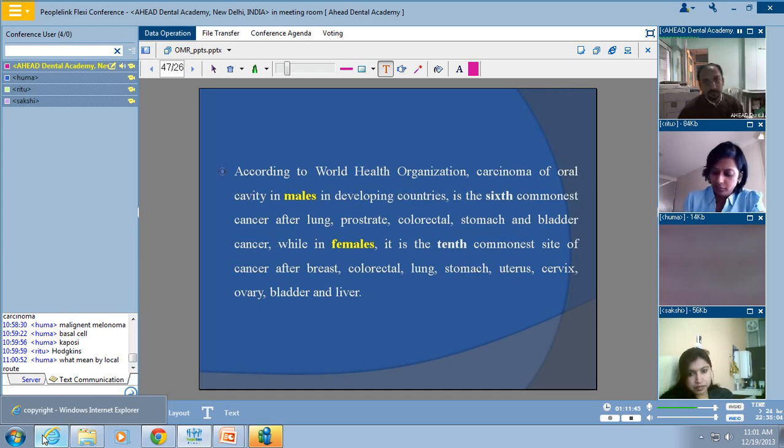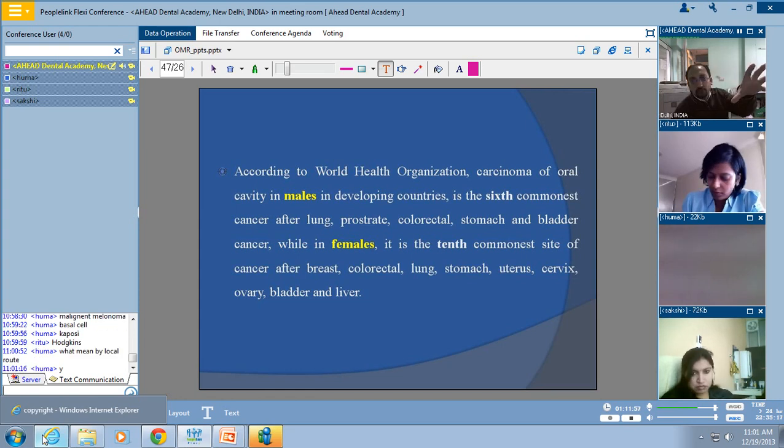Okay, what I mean by the local route is that, remember basal cell carcinoma? It is spreading through just the local route. So just like how a tumor is growing, similarly Kaposi's sarcoma will also be growing like that. That is the only difference. Okay? This is what I mean by local route.